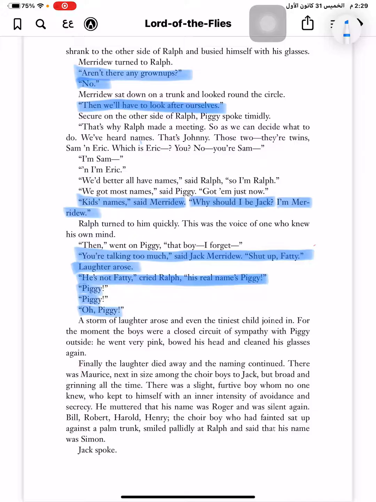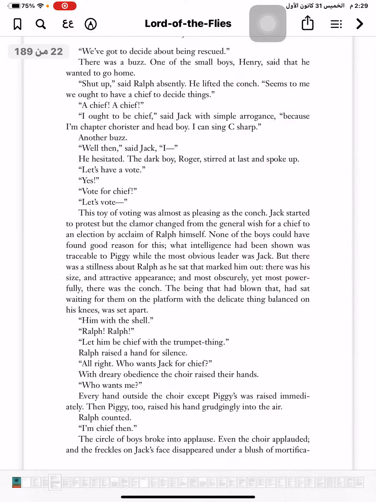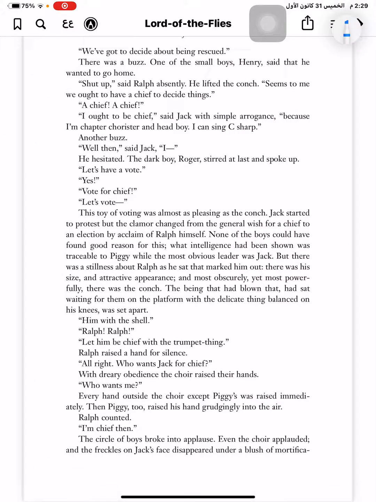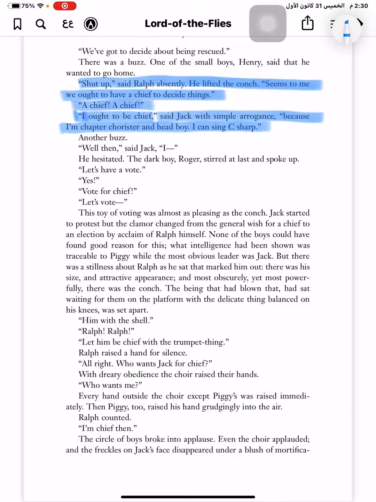A direct revelation made by the narrator about Jack's arrogance when he said, "I ought to be chief," said Jack with simple arrogance. This is a response to Ralph's announcement when he said, "Shut up," said Ralph absently. He lifted the conch. "Seems to me we ought to have a chief to decide things." So, the boys are thinking about election, about choosing someone to be the leader.